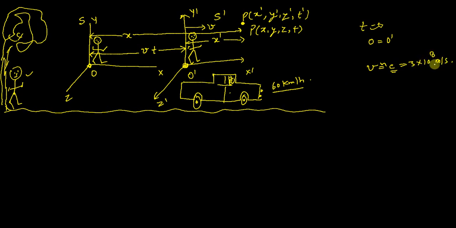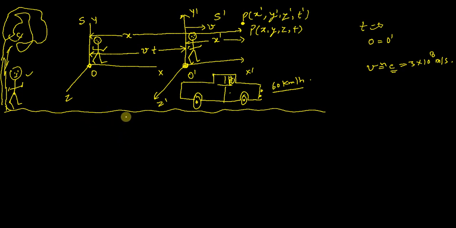meter per second. So what basically is the observation of O prime for this event, and what is the observation of this observer O for this event, right? We have to find out that solution, what basically they are observing. And to make it simpler, what is my purpose here, right?